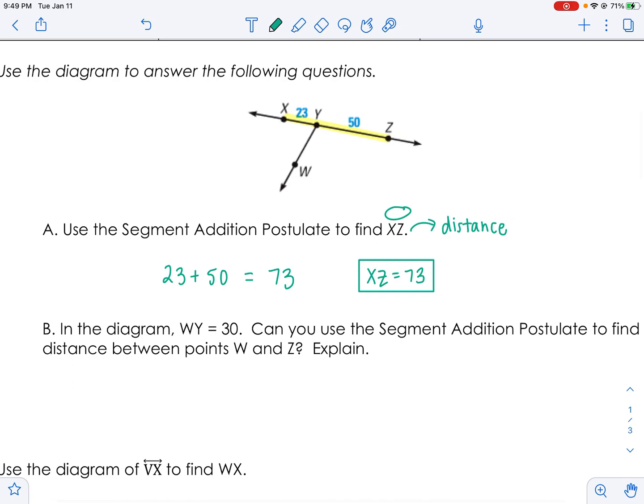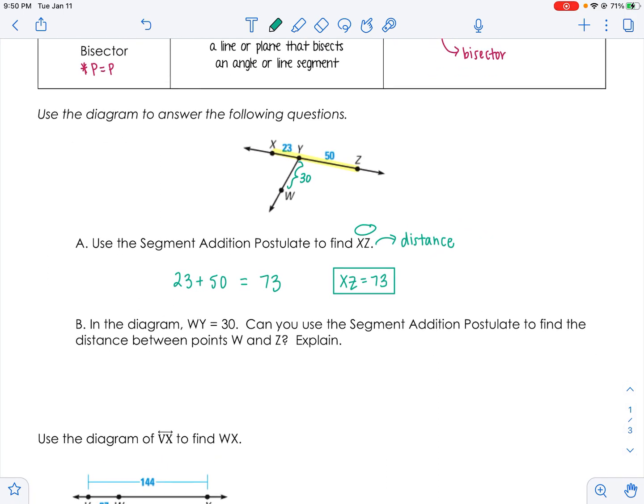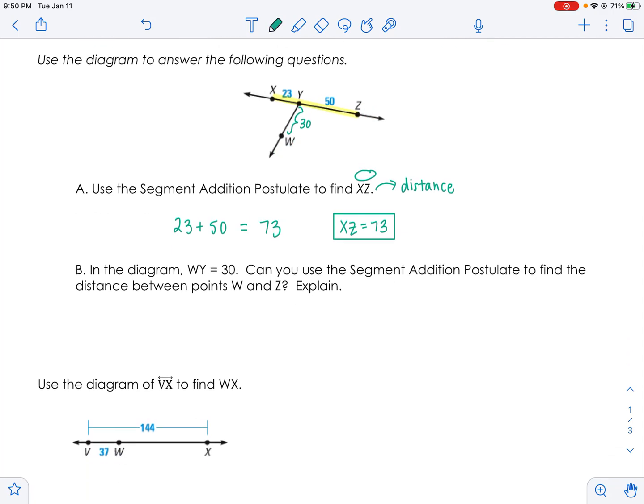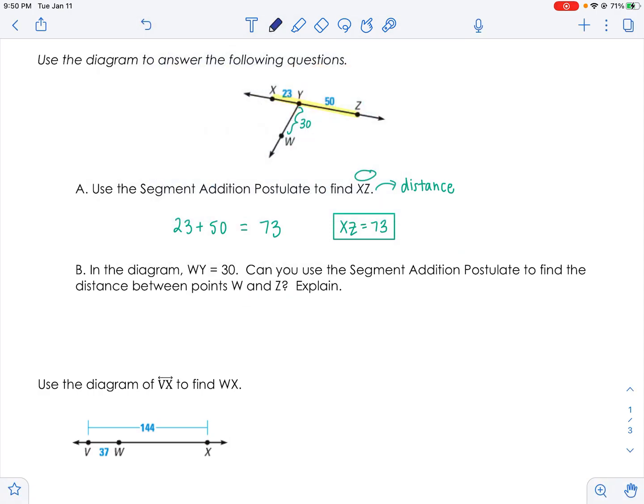Okay, now in this diagram, if we know that W to Y is 30, so if we know that this piece is 30, could you use the segment addition postulate to find the distance between the points W and Z? So think about it. Yes or no? If we know from W to Y and we know from Y to Z, could we use segment addition postulate to find the distance between points W and Z? It's either yes or no.